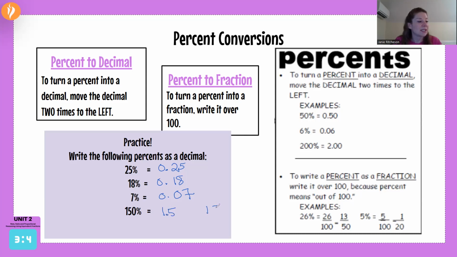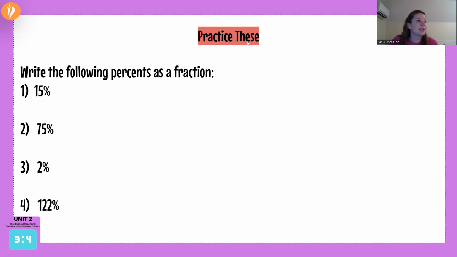Those are exactly the same. 1.5 or 1.50, they are equivalent to 150%. All right, so now you're going to write all these percents as fractions. Make sure they're in simplest form. Try these on your own and then come back and check your answer.